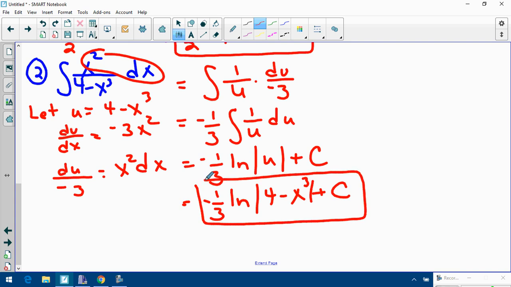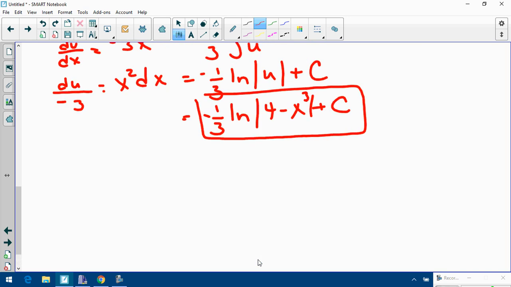And there you go. And again, if you're ever doubting what you got, take the derivative, see if it gets x squared over 4 minus x cubed. It will. Okay, I want to do one more indefinite integral and then end with a couple definite integrals. So number 3, the integral of 1 over x ln of x dx.